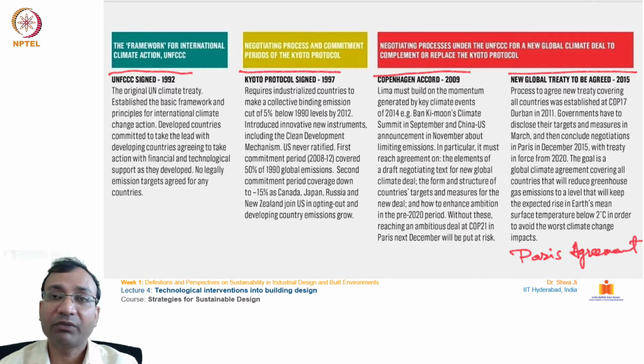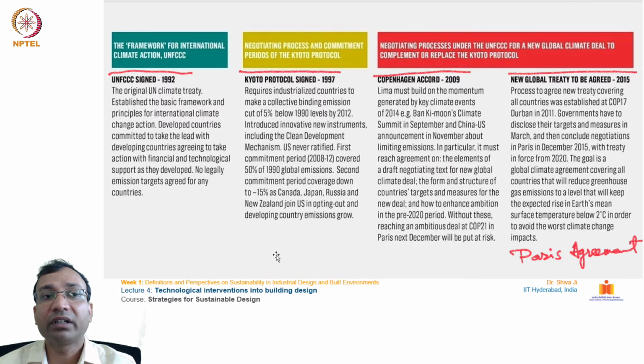Further, we have the Kyoto Protocol, which happened in 1997, with its negotiating process and commitment period. It requires industrialized countries to make a collective binding emission cut of 5% below 1990 levels by 2012. It introduced innovative new instruments, including the Clean Development Mechanism. But the United States of America never ratified the Kyoto Protocol.